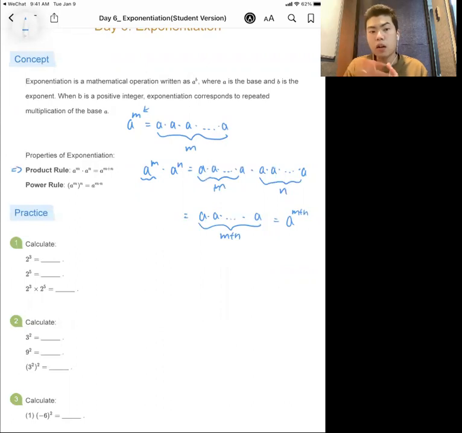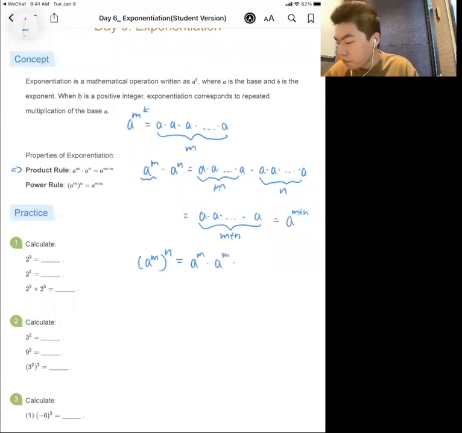Now let's move on to the power rule. The power rule says that if we first have a power and then raise that to another power, a to the power of m and then to the power of n, what is the result? Why don't we still look at the definition? We just have n of these powers multiplying together, a to the power of m times a to the power of m and so on, n of them.